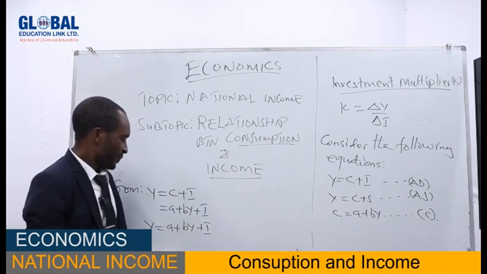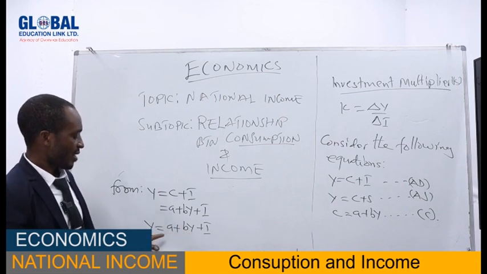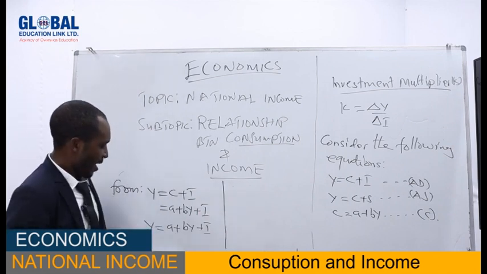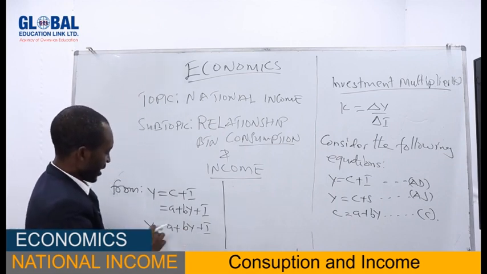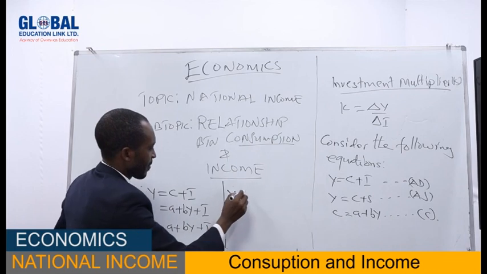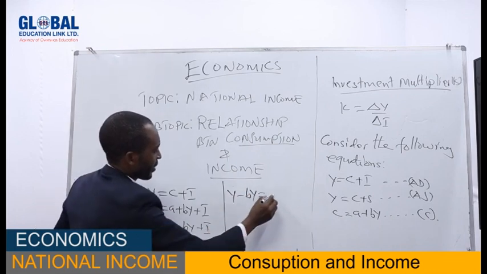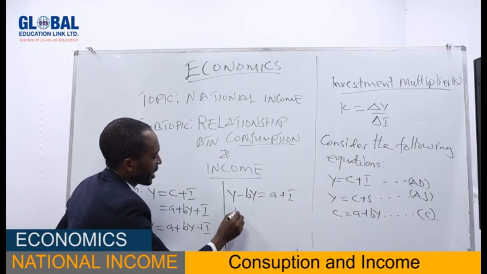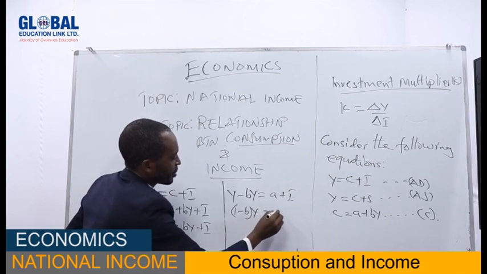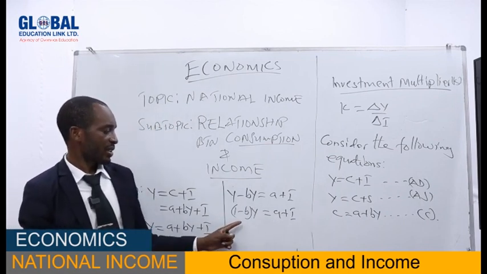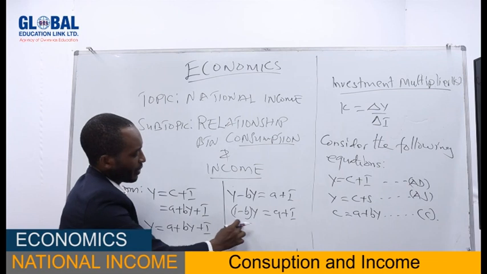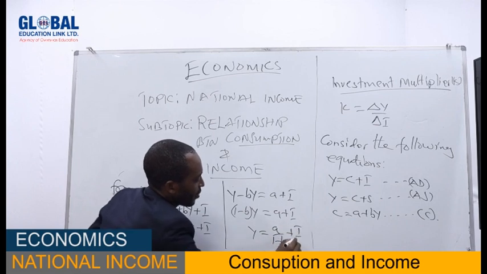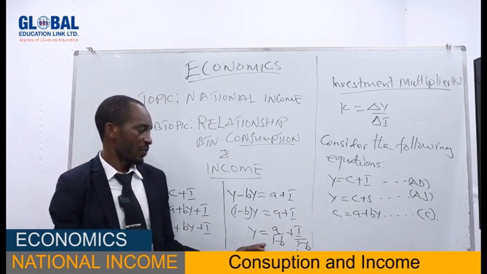Now you can collect the like terms, Y together. So our equation, when this comes to this side, will be Y minus BY, then this side will remain with A plus I. So you factor out Y, so here remains (1 minus B) bracket Y equals A plus I. So divide throughout by 1 minus B. Y will be equal to A over 1 minus B plus I over 1 minus B. So our equation will be this one.